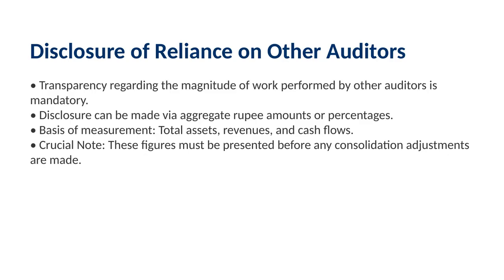When a principal auditor relies on the work of other auditors for certain components of a group, they need to be transparent about the magnitude of that work. This means clearly stating how much of the financial statements were audited by others. You can do this in two ways, either by providing the aggregate rupee amounts or by using percentages of total assets, revenues, and cash flows. One key point to remember here is that these figures should be presented before any consolidation adjustments are made.